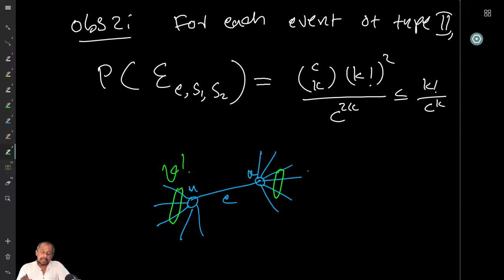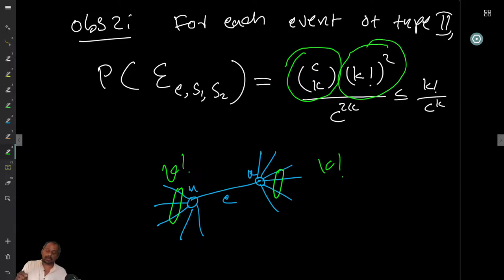Similarly, independently, I can give the K colors to these K edges also in K factorial ways. It does not matter in which order I give them here, and it does not depend on what happens here, right? So it's independent, and I can again multiply by the product rule. I can choose in C choose K many ways, then distribute them in K factorial whole square many possible ways. And each of these happenings will be bad for us, right? So once you fix S1 and S2, this is precisely the number of ways this can go wrong.